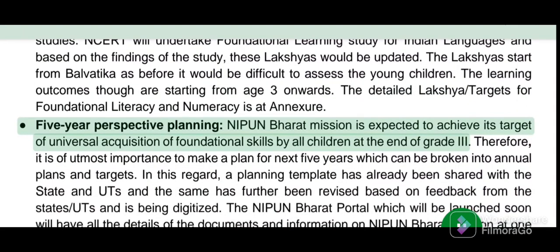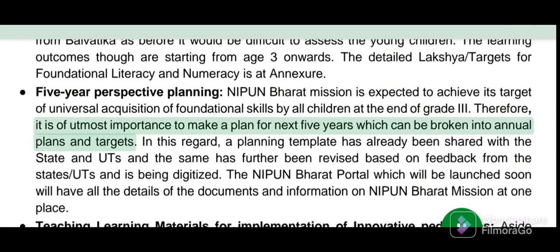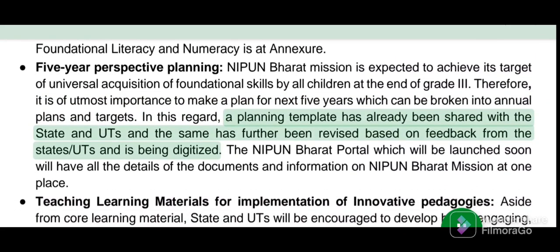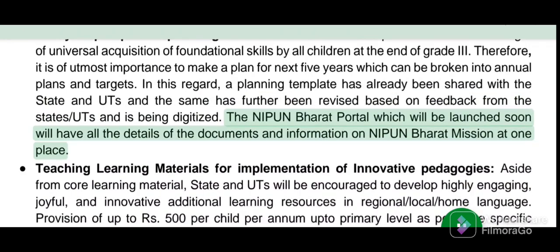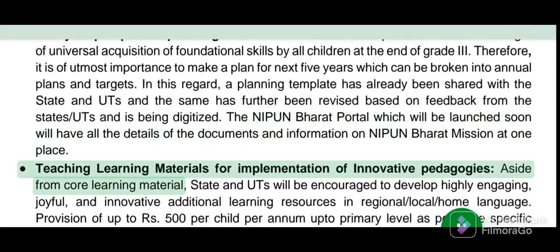Five-year perspective planning. Nipun Bharat Mission is expected to achieve its target of universal acquisition of foundational skills by all children at the end of grade 3. Therefore, it is of utmost importance to make a plan for the next 5 years, which can be broken into annual plans and targets. In this regard, a planning template has already been shared with the states and UTs, and the same has further been revised based on feedback from the states and UTs, and is being digitized. The Nipun Bharat portal, which will be launched soon, will have all the details of the documents and information on Nipun Bharat Mission at one place.